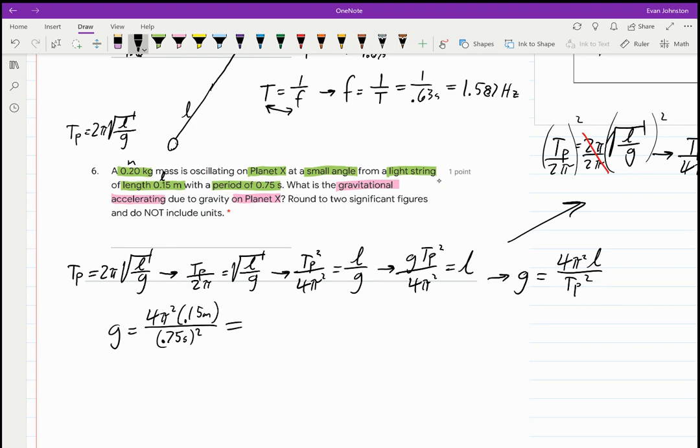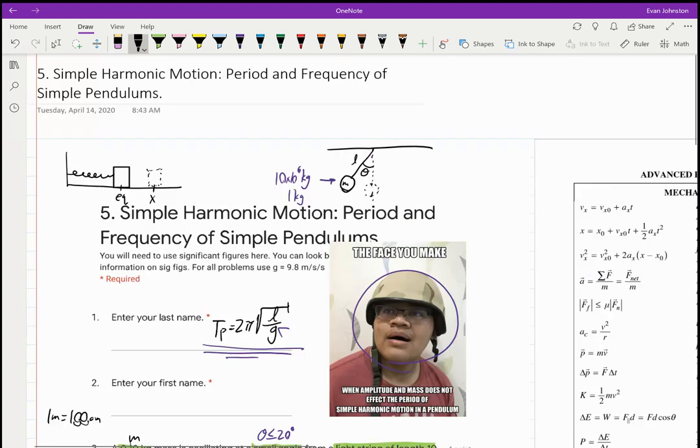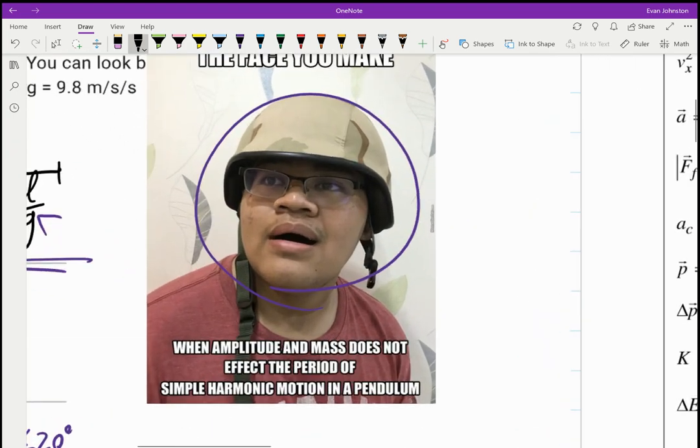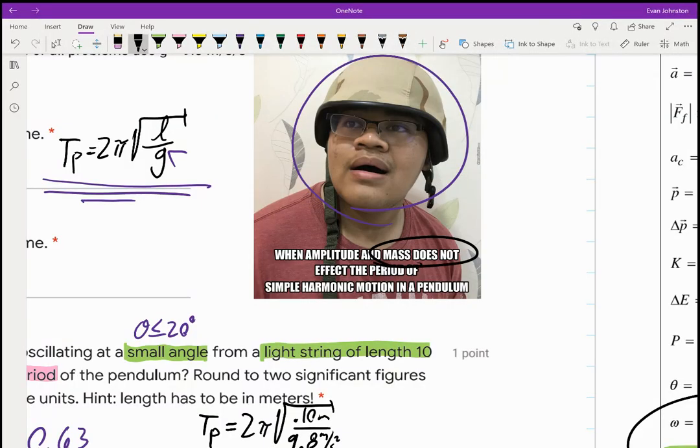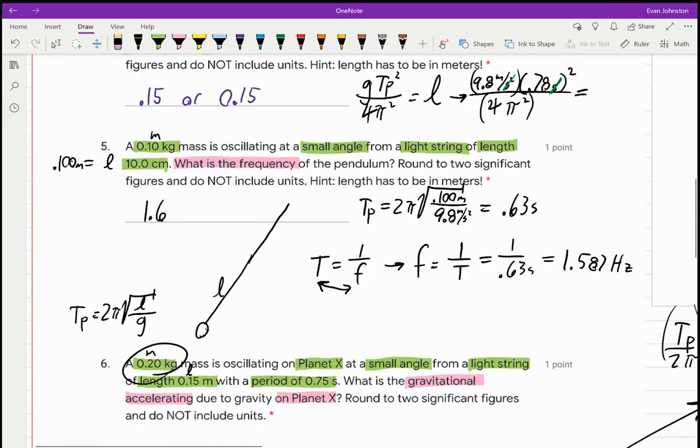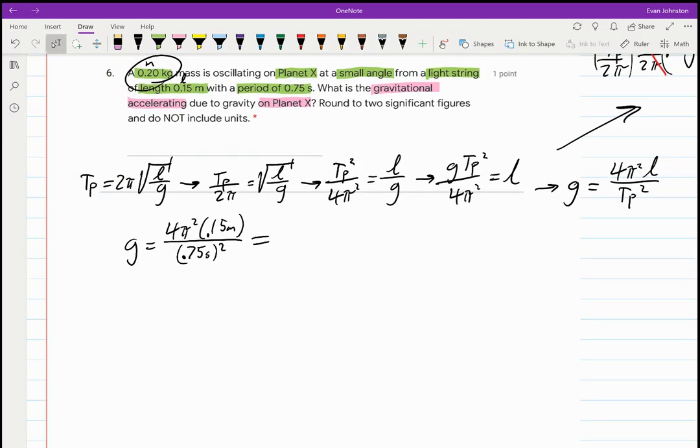Now, again, did we have to use the mass? No, not at all. The guy right here tells us that the mass does not affect the period of a pendulum. So I gave you some useless information just to trip you up and make you think a little bit. But putting this all into the calculator, I end up getting around 10.5 meters per second squared, or in other words, 10.5 meters per second per second.